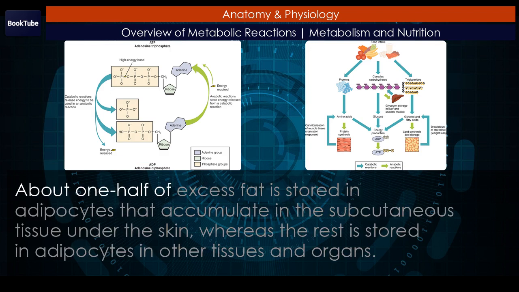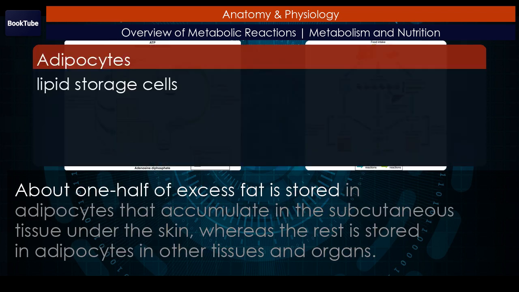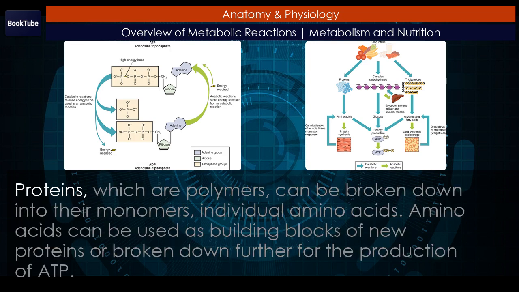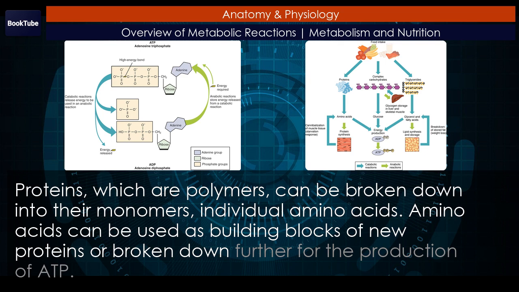Among the lipids, fats, triglycerides are most often used for energy via a metabolic process called beta-oxidation. About 1/2 of excess fat is stored in adipocytes that accumulate in the subcutaneous tissue under the skin, whereas the rest is stored in adipocytes in other tissues and organs. Proteins, which are polymers, can be broken down into their monomers, individual amino acids.